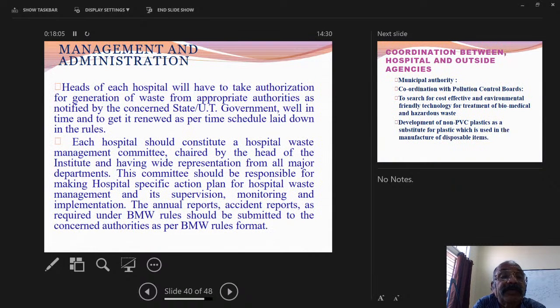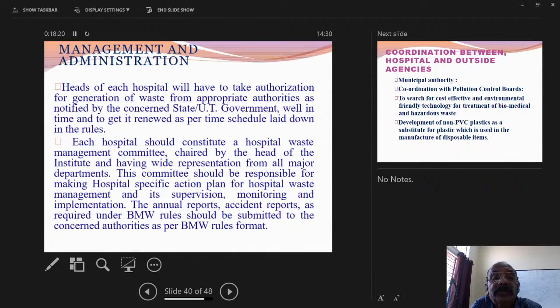Heads of each hospital will have to take authorization for generation of waste from appropriate authorities as notified by the concerned state or union territory government, well in time, and to get it renewed as per the time schedule laid down in the rules.